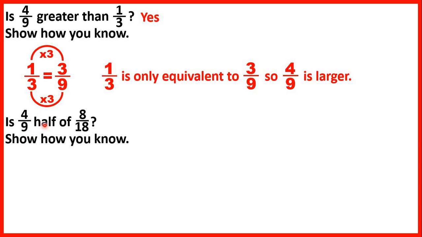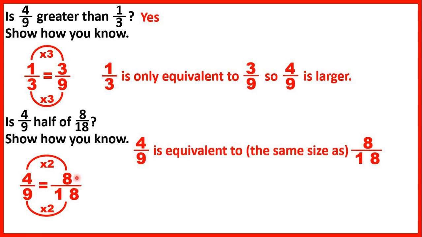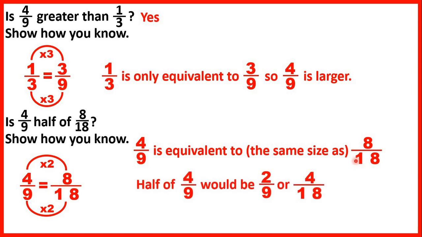Now, is 4/9 half of 8/18? Show how you know. Well, 4/9 is equivalent to 8/18, and if fractions are equivalent, then they're the same size. So 4/9 is the same size as 8/18. Half of 4/9 would be 2/9 or 4/18. So our answer is no. 4/9 is not half of 8/18 because it's equivalent, so it's the same size as 8/18.